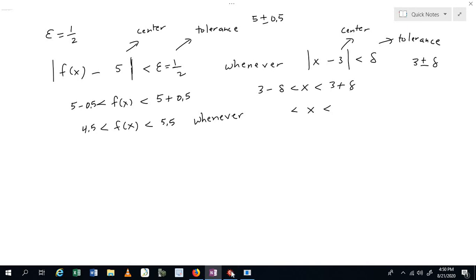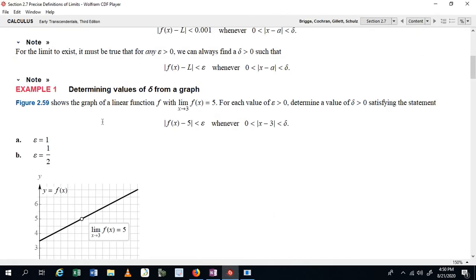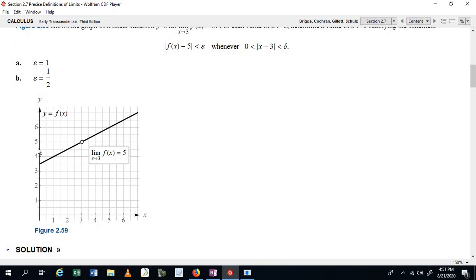I'm going to go back to the graph to try to figure that out. Now we want f of x to be trapped between 4.5, which is right there, and 5.5. For which x values is this true? For 4.5, it looks like x would have to be 2, and at 5.5, the x value looks to be 4. So if x is between 2 and 4, it looks like f of x would be trapped between 4.5 and 5.5.